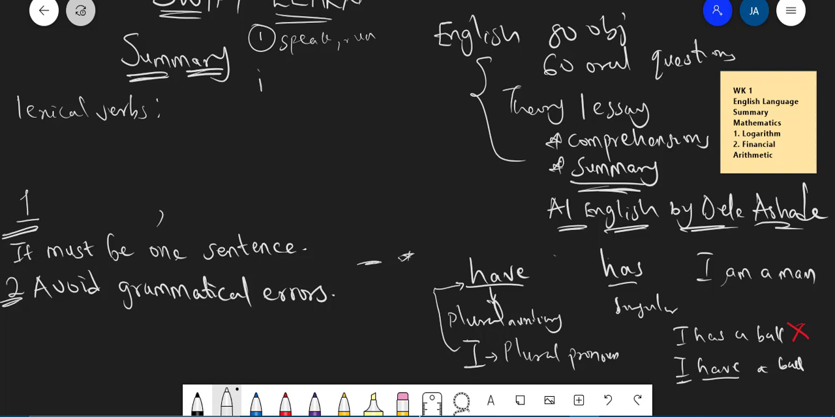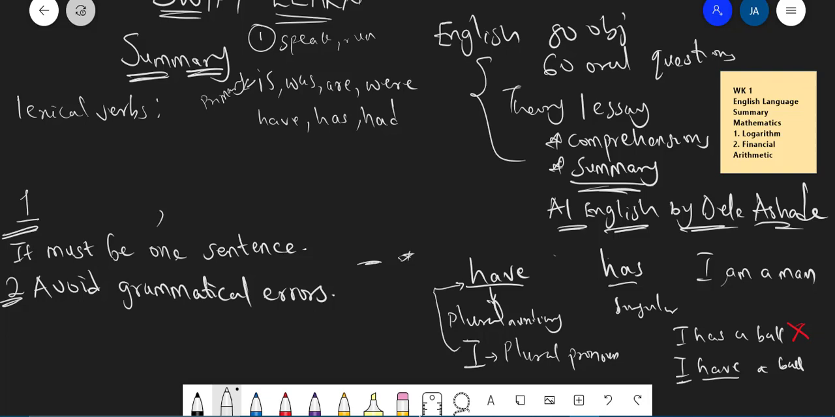We have primary auxiliary verbs. By now, we should know that is, was, are, were, they are all verbs. Have, has, and had, they are also part of the verb. This is a primary auxiliary verb. What are primary auxiliary verbs? You can write that down.